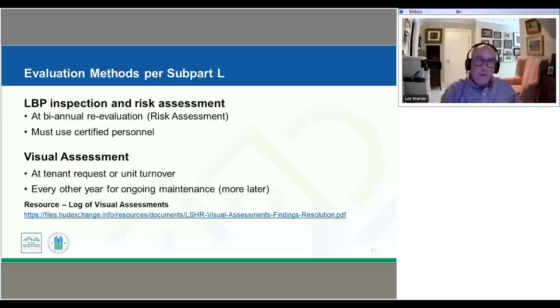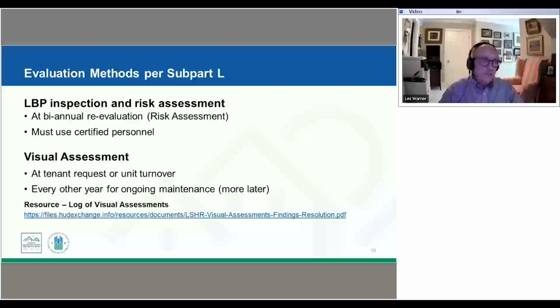So the evaluation methods, and we kind of talked through earlier about what these different options were. For lead-based paint inspection and risk assessment, we mentioned that was required as of 2000. And so you either have that already in place or you're going to have that be completed. That would be a biannual reevaluation, and we'll talk about that more a little bit later. And that has to be done by certified personnel.